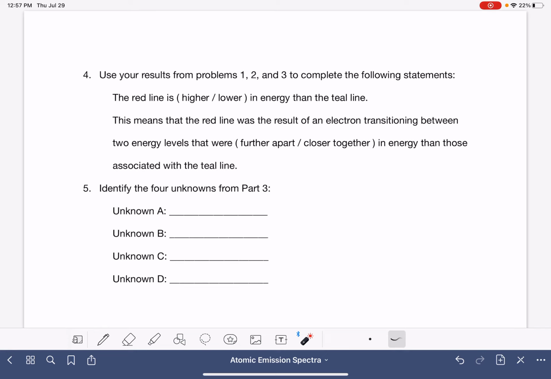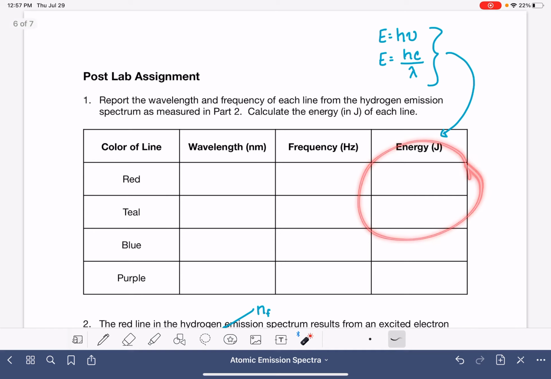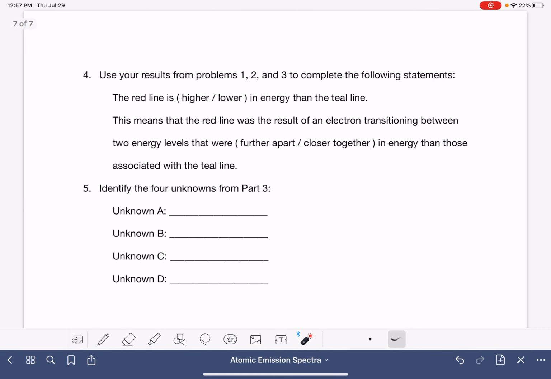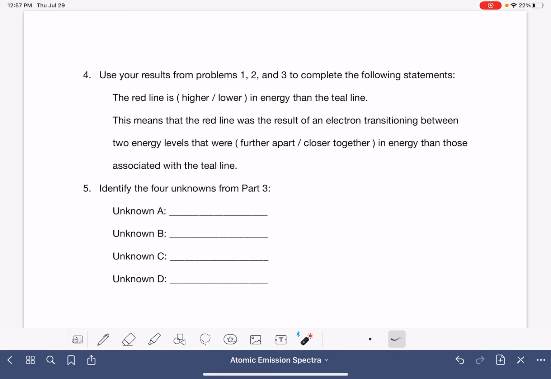The first thing it's asking about is whether the red line is higher or lower in energy than the teal line. To answer that question, you've got your energy values right here. You can compare which one has higher energy. Pay attention to the exponents because that's a big deal. And then you're going to translate that into what it means for the electron transition that resulted in the red line and the teal line. This is something that we've talked about in our notes, about how far apart the electron levels were that resulted in those different colors.